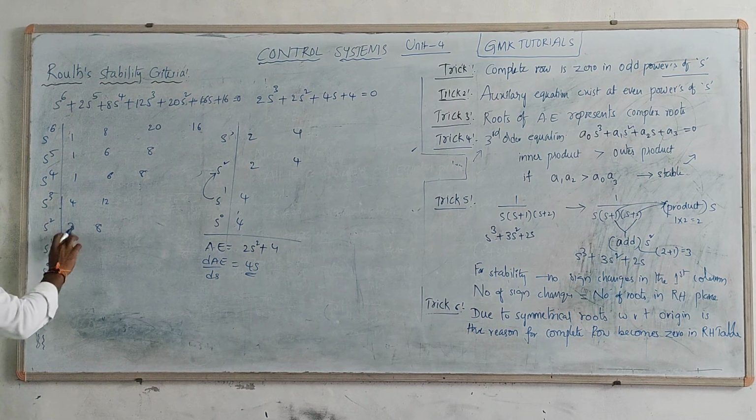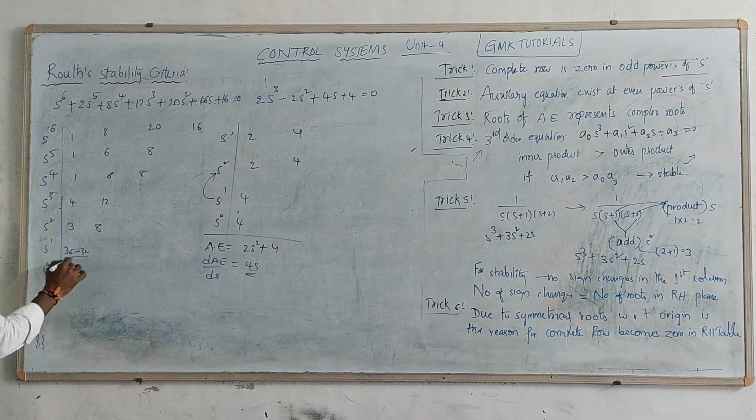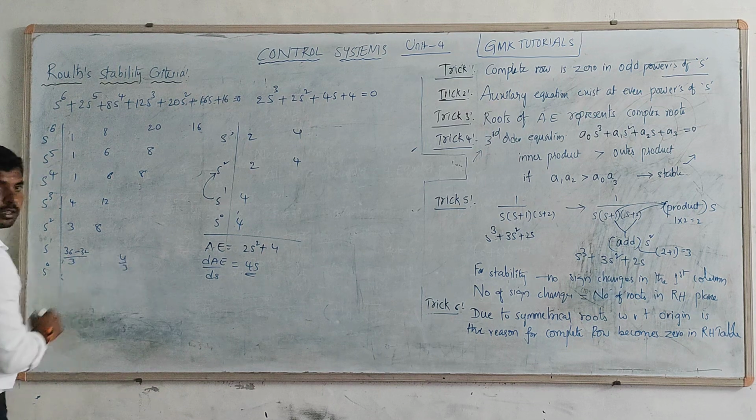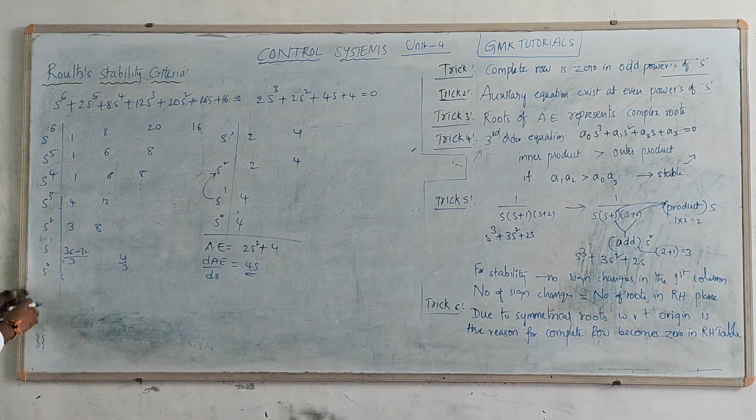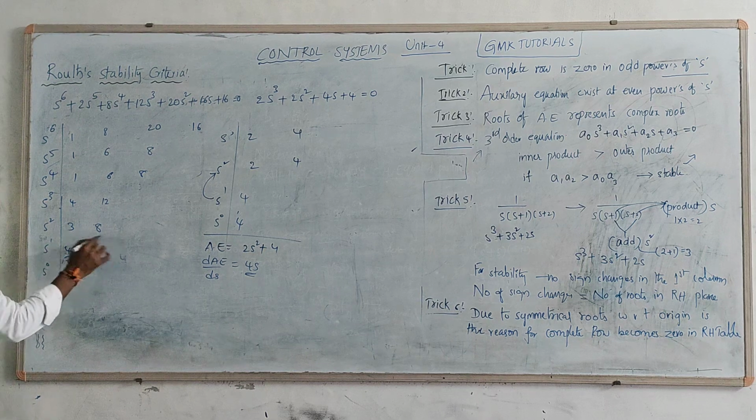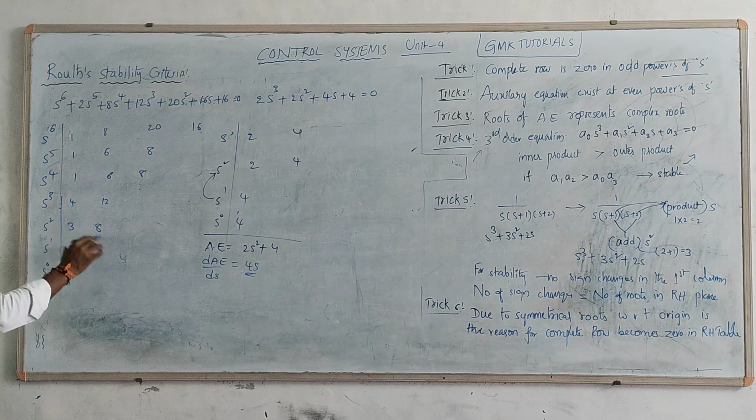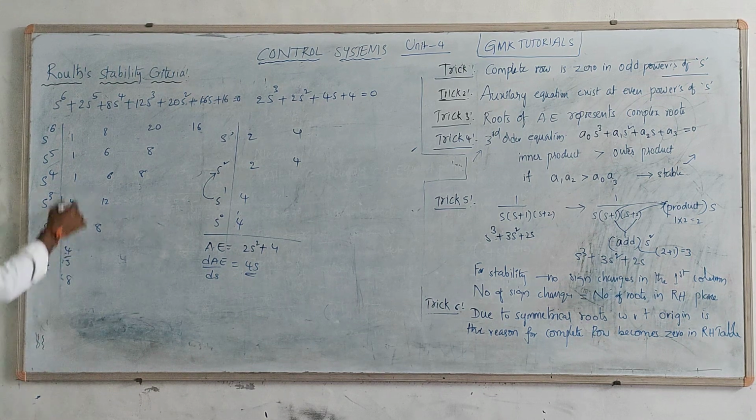Next, 12 threes are 36 minus 32 divided by 3. Therefore you will get 4 divided by 3, that is equal to 4 by 3. Let me take it. 4 by 3. Obviously, a 0 means that you can directly replace it with epsilon. Then, using the formula for cancellation, you will get a value. So in this case, no sign changes take place.